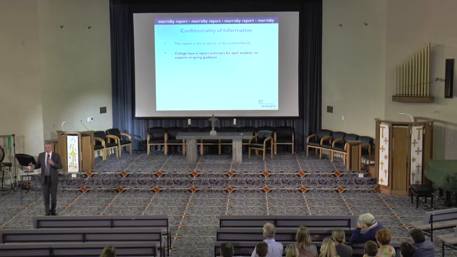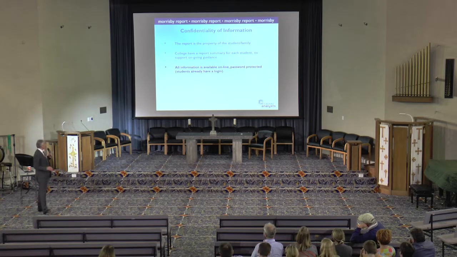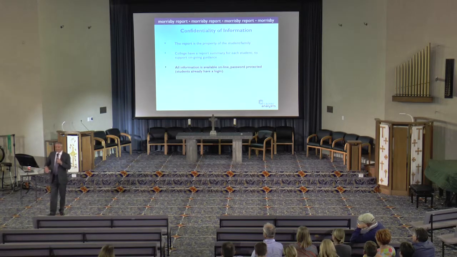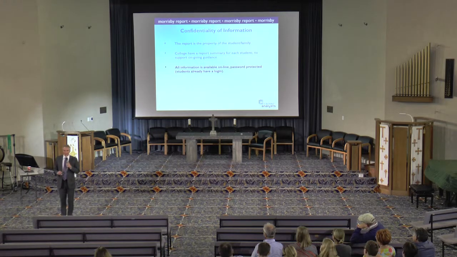But the data doesn't age much as long as people's interests don't change dramatically. So you can revisit this data next year, but also in Year 12 and in later years to help students make decisions. And all this information is available online on a password-protected website. If you look at the very first page of your report, there are some login details there with a code. You don't actually need that because the students already have an online login.